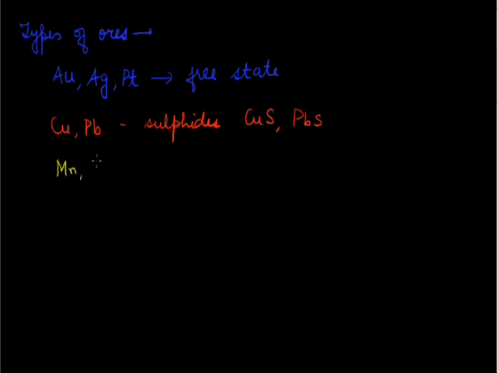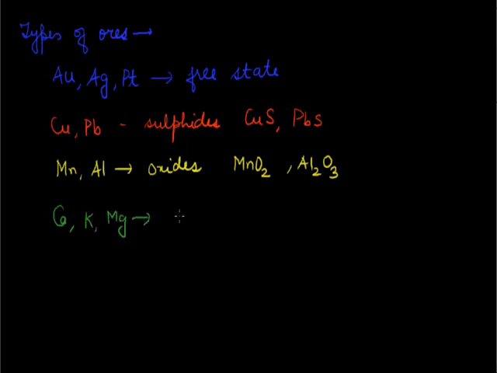manganese, aluminium, etc. occur as their oxides. Manganese will occur as MnO2, aluminium will occur as Al2O3, and most reactive metals like calcium, potassium, magnesium, etc. will occur in the form of their salts, carbonates, sulfates, halides, etc. So these are the common ores of these metals.